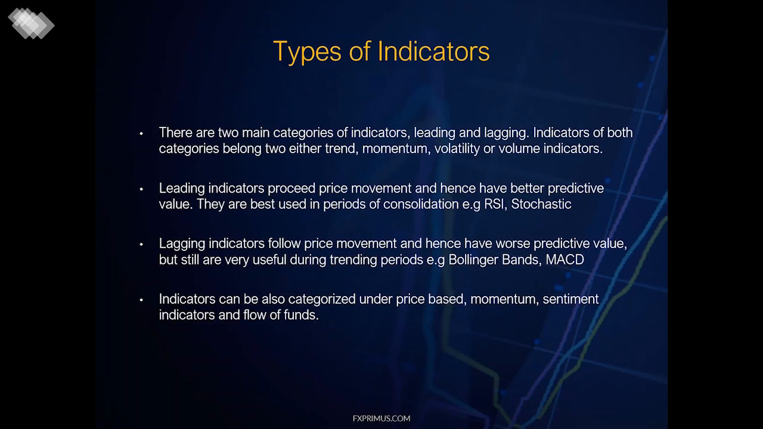They are best used in periods of consolidation, for example, the relative strength index and the stochastic indicator. Now, lagging indicators follow price movement, and yes, they have worse predictive value. But of course, they're still very useful during trending periods, for example, the Bollinger Bands and the MACD.